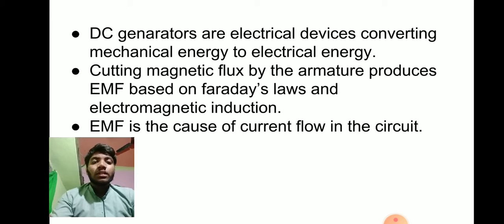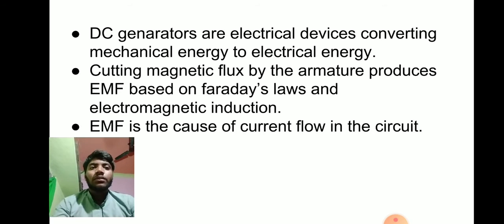DC generators are categorized into three main types. Before going into this, what is a DC generator? DC generators are electrical devices for converting mechanical energy to electrical power. Cutting magnetic flux by the armature produces EMF based on Faraday's law of electromagnetic induction. EMF is the cause of current in the circuit.